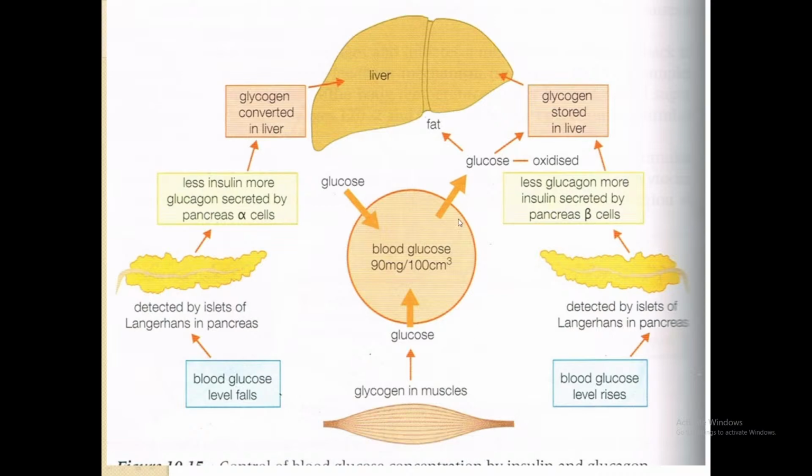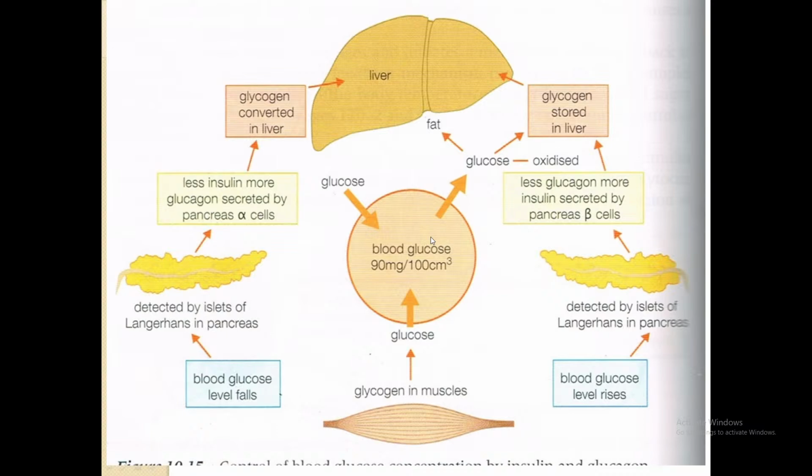Alright, so you should be seeing the image large enough. Right, so we're gonna look at this image, and in the middle where you have the circle, you're seeing blood glucose 90 milligram per 100 centimeter cubic. So what this means is that for every 100 centimeter cubic of blood, there should be 90 milligram of glucose in it.